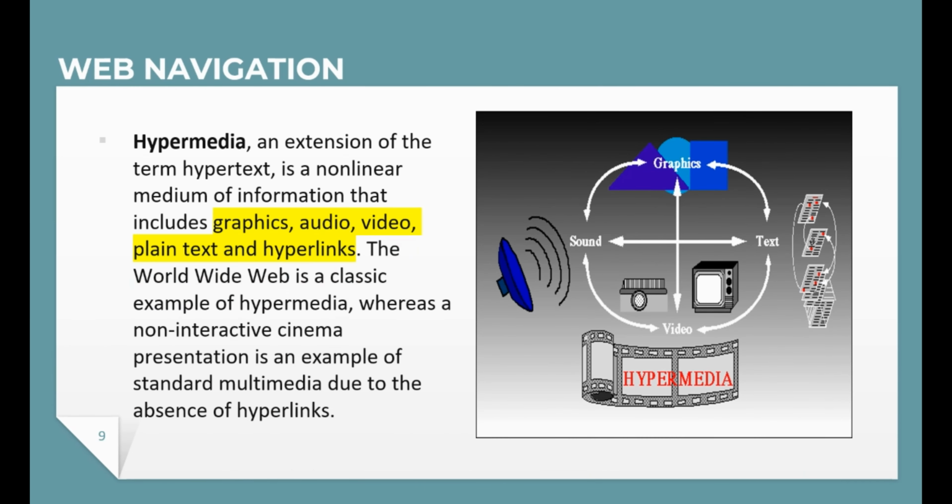Hypermedia, an extension of the term hypertext, is a non-linear medium of instruction that includes graphic, audio, video, plain text, and hyperlinks. The World Wide Web is a classic example of hypermedia, whereas a non-interactive cinema presentation is an example of standard multimedia due to the absence of hyperlinks.